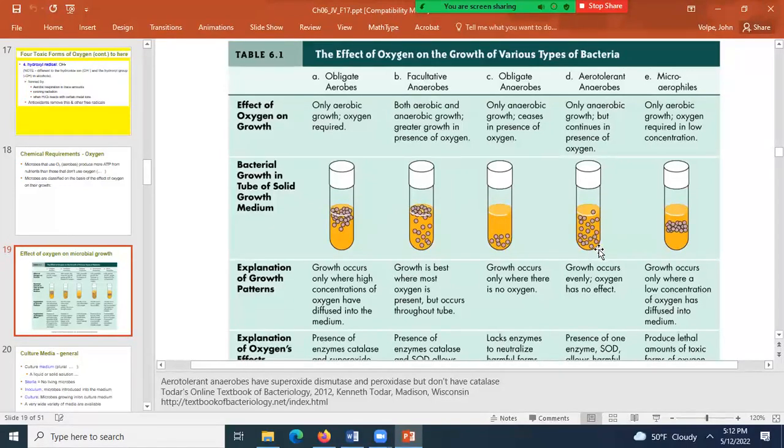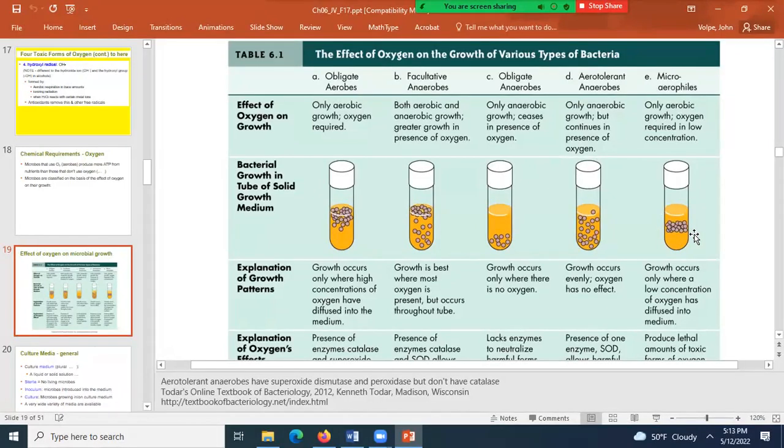And then there are also microaerophiles. These are aerobes. They do require oxygen to grow. They will not grow in the absence of oxygen. However, they do not grow well, if at all, in full oxygen. They grow better at reduced oxygen concentrations. So the majority of the growth will happen someplace in the middle of the tube.